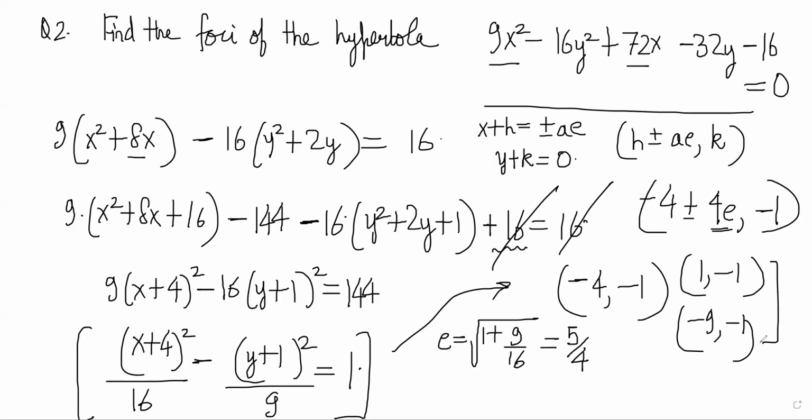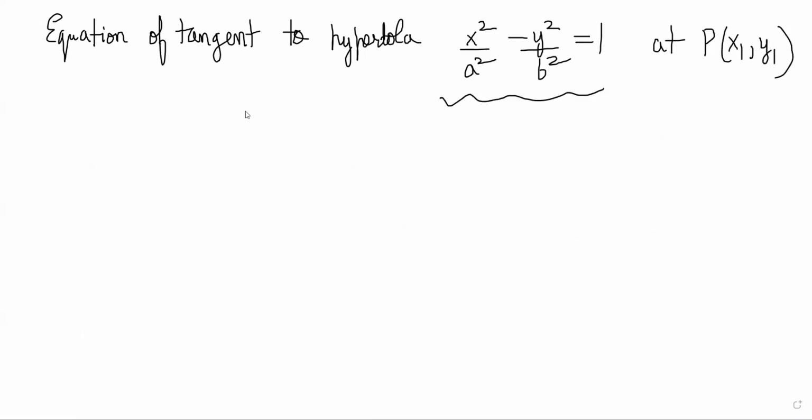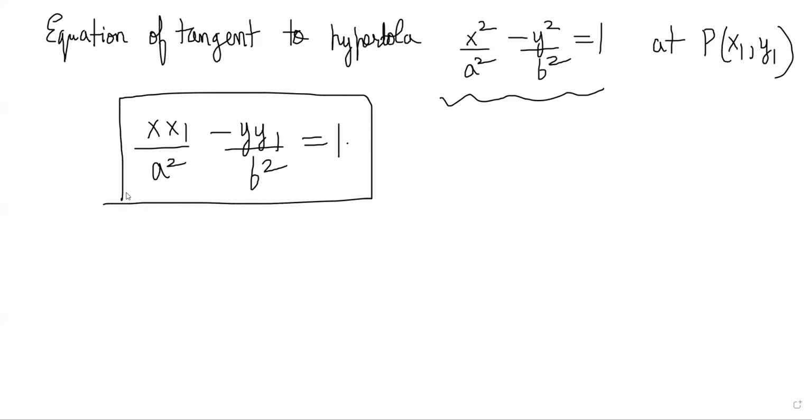Okay. Next, the other thing that we need to do here is the equation of tangent to the hyperbola x square by a square minus y square by b square is equal to 1 at the point P(x1, y1). By the replacement method, we can directly get the equation of tangent as x x1 by a square minus y y1 by b square equals 1. This becomes my equation of tangent.